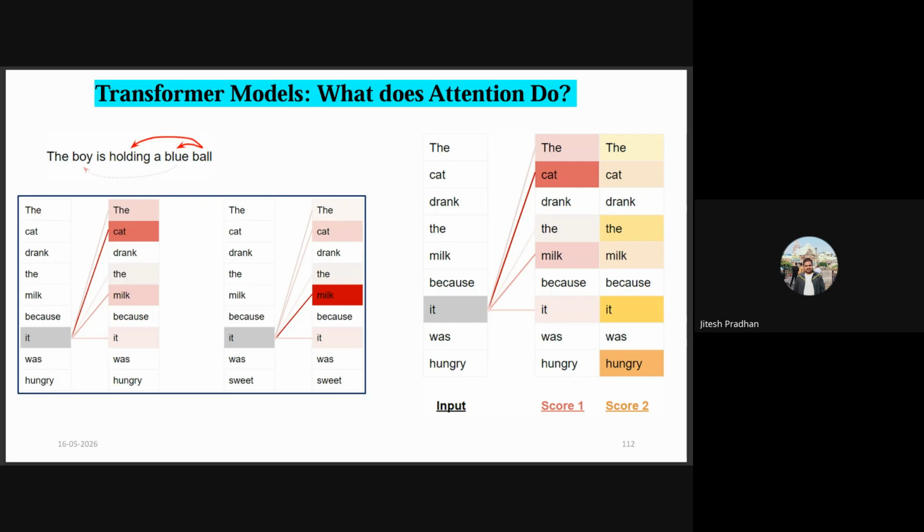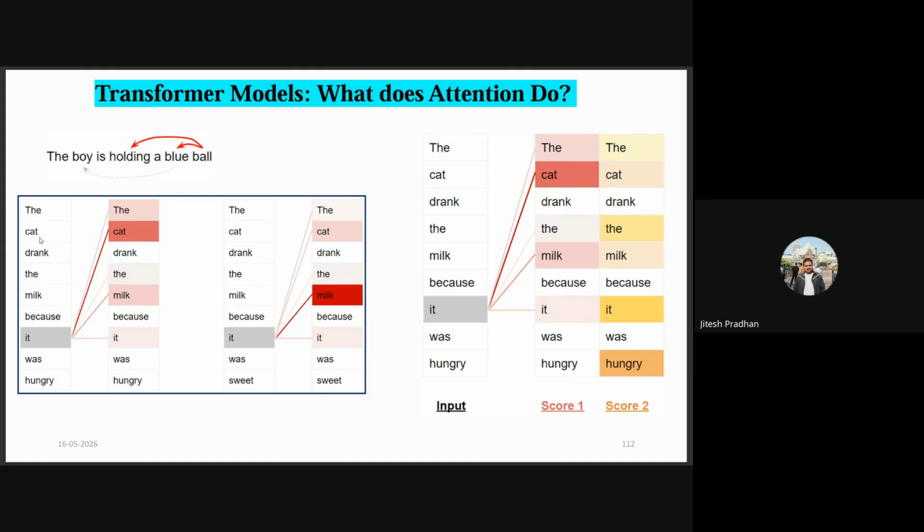Now let's take another two examples. Consider this: the cat drank the milk because it was hungry. The word it, look here, refers to whom? It refers to the cat.